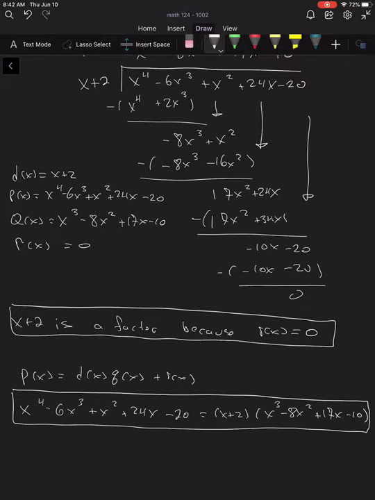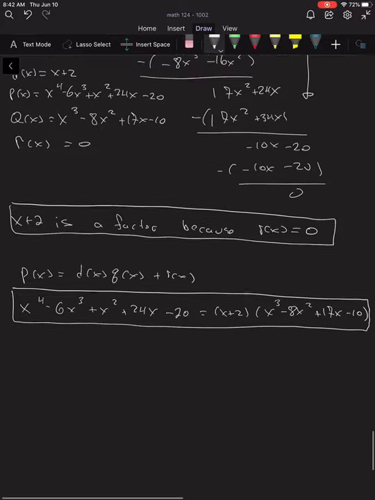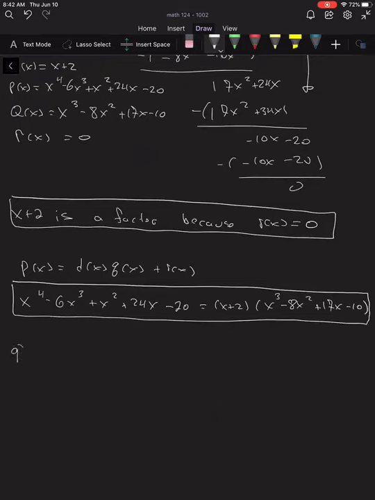Okay, let's do number 9. So what we want to do is we're given p of x is equal to x to the 4th, 2x squared plus 3, and d of x is equal to x plus 2. And we want to find r of x and q of x.